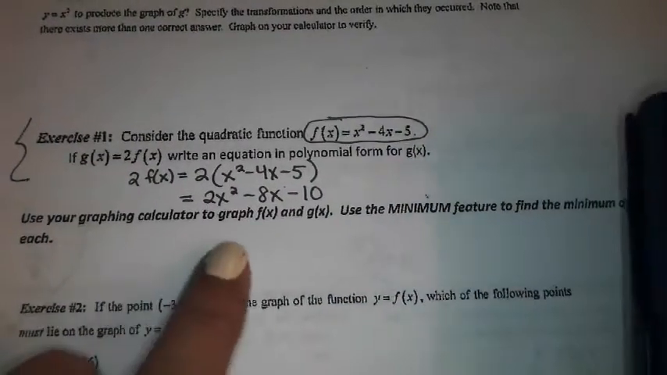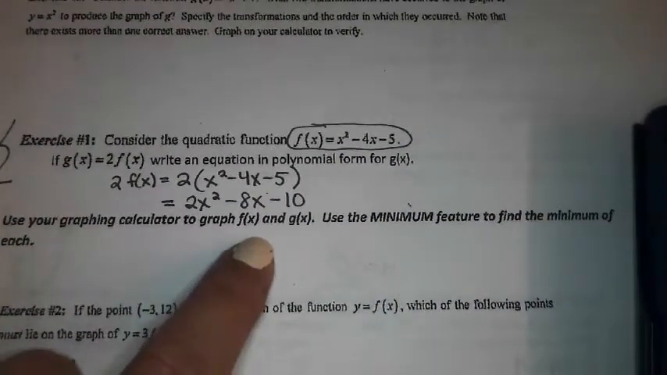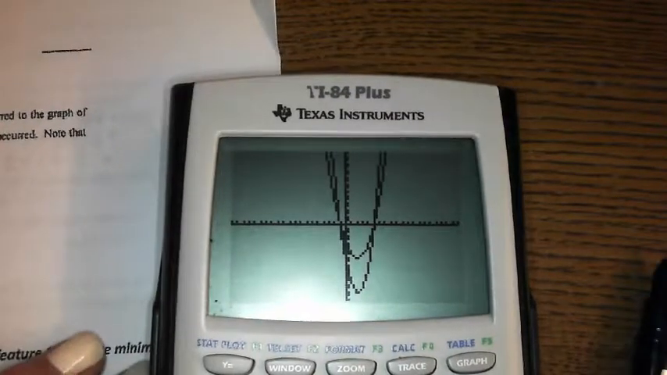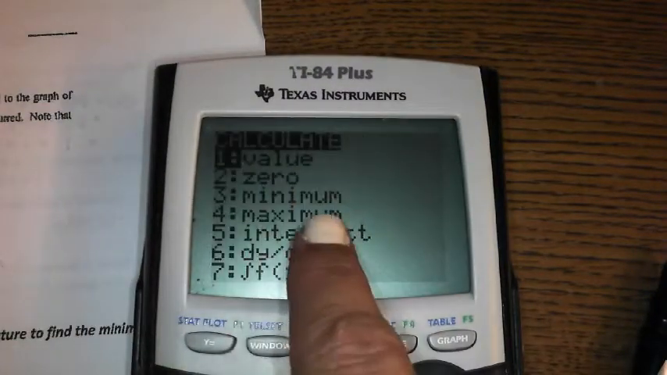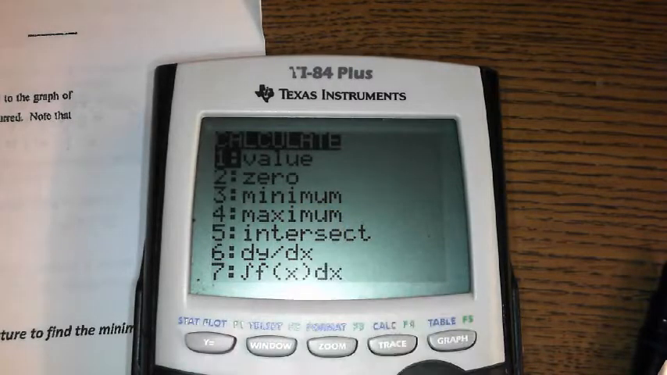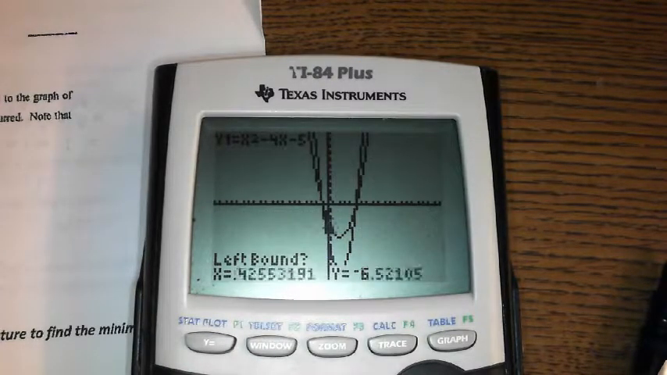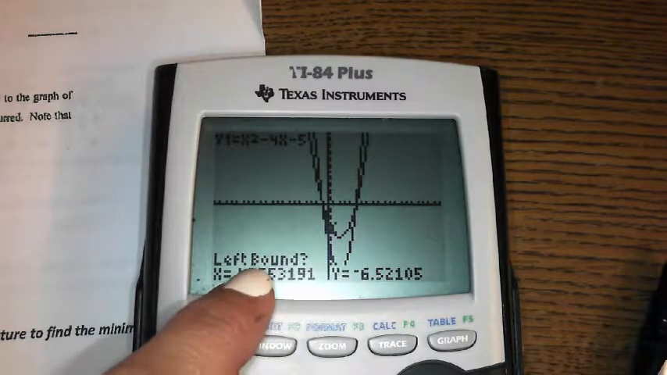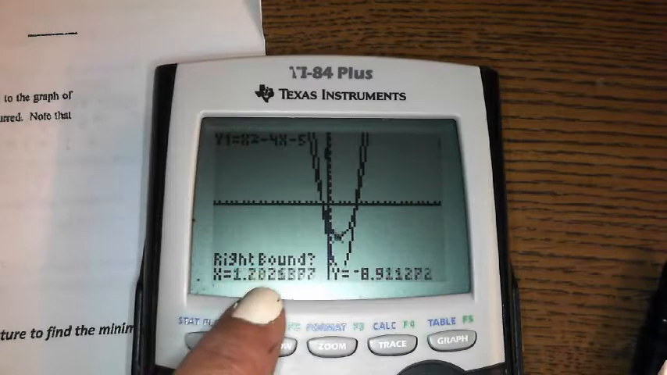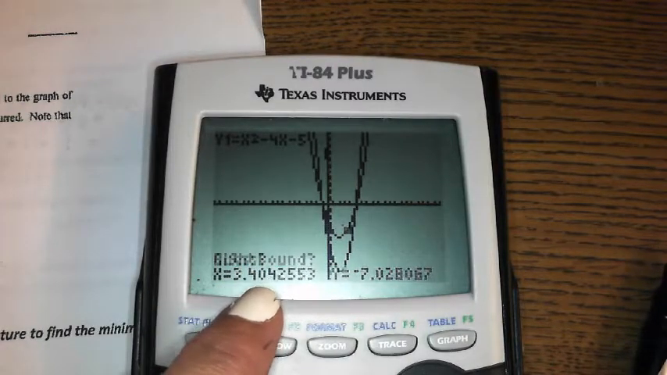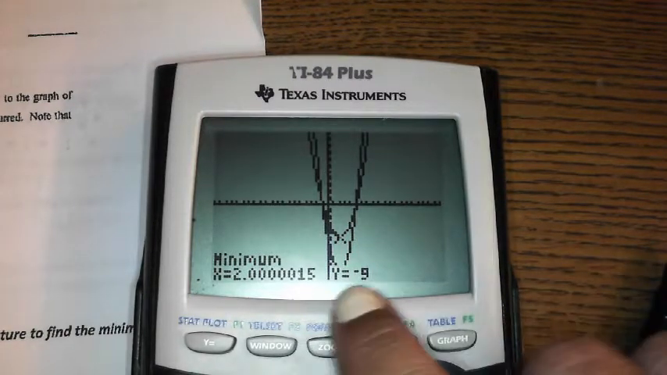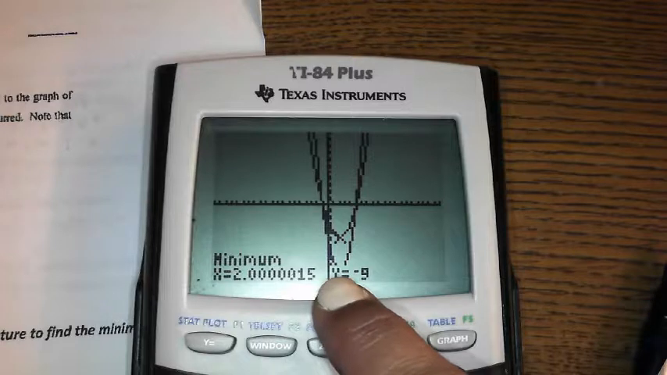So I say here to use the graphing calculator to graph the two, which I just did. Use the minimum feature to find the minimum of each. So you don't need to do this, just watch. Second trace, I'm looking for the minimum, yes? Scroll down to minimum. My cursor is currently on that first parabola, so I'm going to go to the left bound of the minimum, hit enter. I'm going to go to the right, scroll over to the right of the minimum, hit enter, and that minimum value is negative 9. So what do you think the minimum value of the other one's going to be?